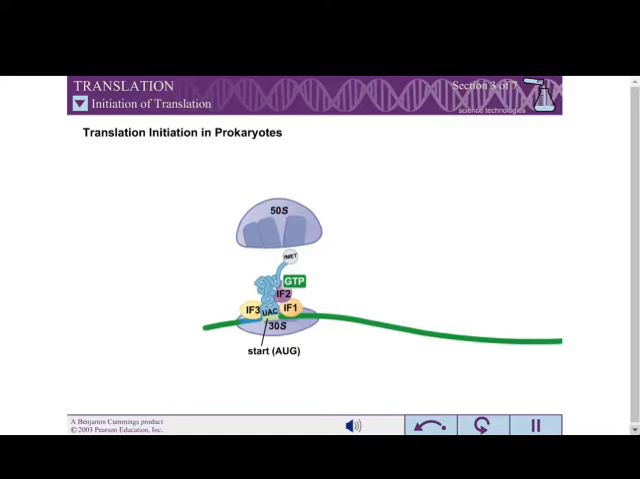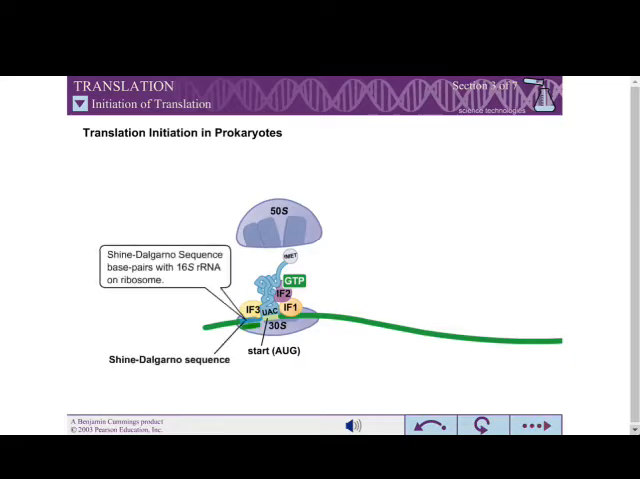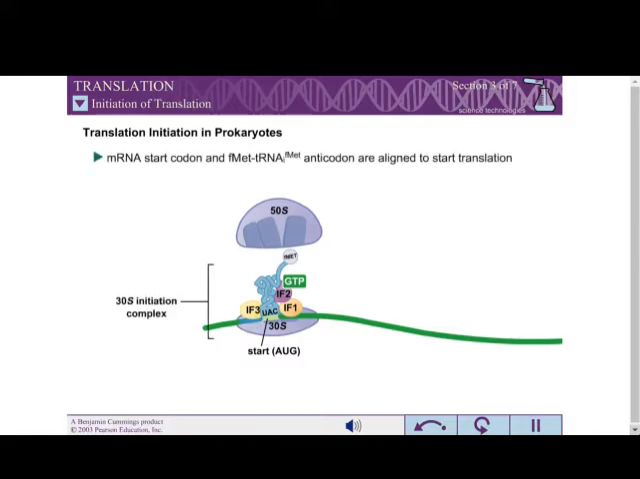Initiation factor 1 blocks tRNAs from improperly entering the A site, and IF2 brings the initiator tRNA charged with F-methionine to the P site. The ribosome binds to a sequence on the mRNA, called the Shine-Dalgarno sequence, through a complementary sequence on the 16S RNA of the small subunit. The messenger and transfer RNAs can bind the 30S subunit in either order. The small subunit of the ribosome, aligned with the mRNA start codon, is called the 30S initiation complex.